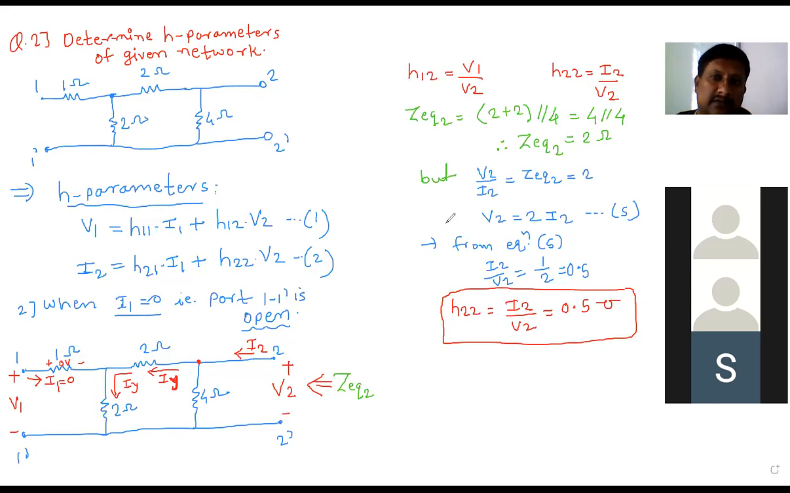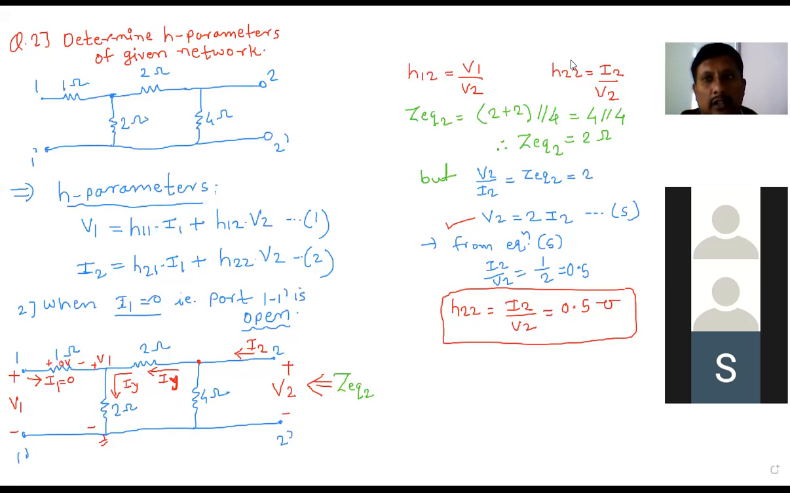Okay, now you got the formula for V2. V2 is equal to 2 into I2, that is equation number 5. V1 we want to find out. So V1 is nothing but the voltage across this 2 ohm. Plus here and minus here. V1 is nothing but the voltage across 2, because the voltage across this is 0.